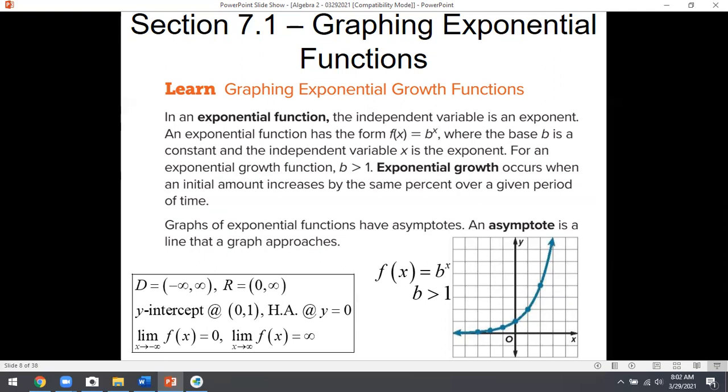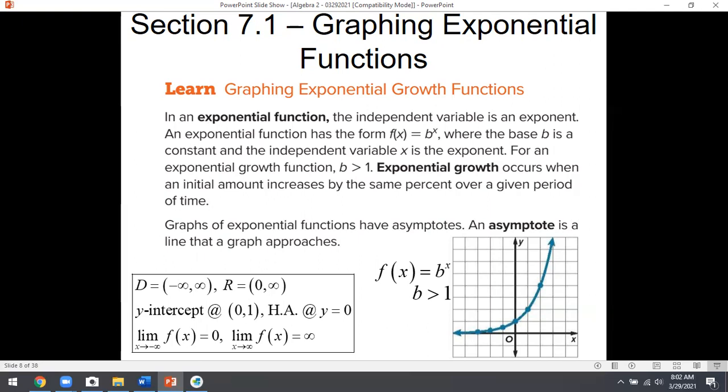What's the domain? Always negative infinity to infinity. I don't care what function I ever give you, from left to right, it'll always exist for a particular exponential. By default, though, the range is only 0 up to infinity. See that right there? Because it only levels off at 0. It doesn't touch it, though, right? That's why the parentheses there, all the way up to infinity.